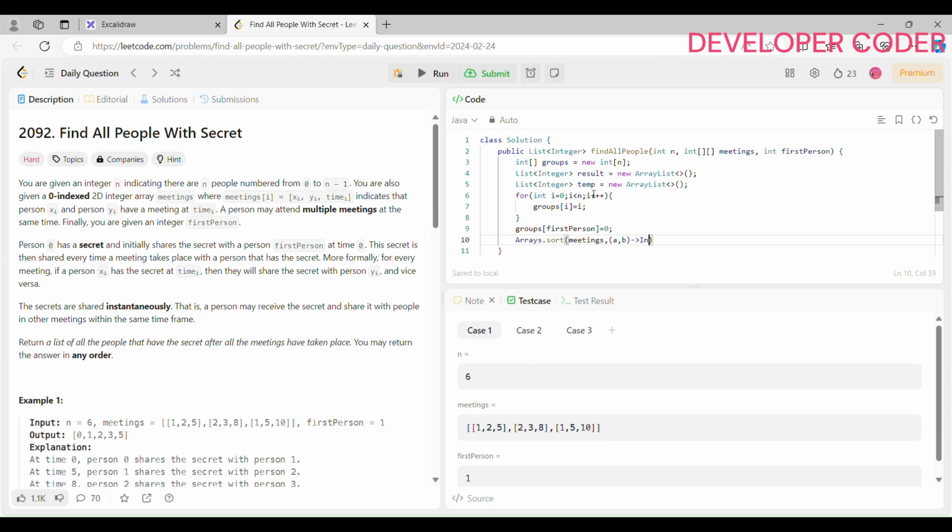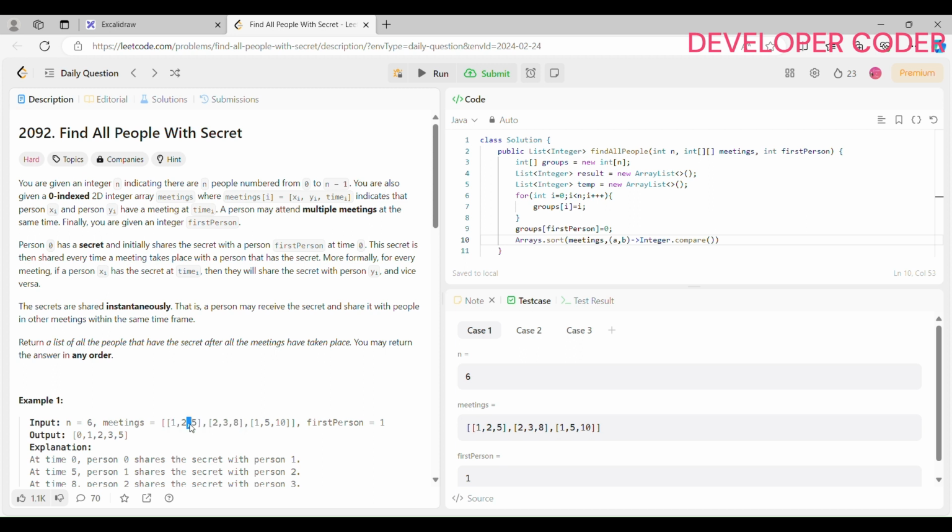So can I write like this? Integer dot compare. And inside it, what am I comparing? I am comparing their time. Time is at which index? Let's say this is meeting A and this is meeting B. So these two meetings are conducted.